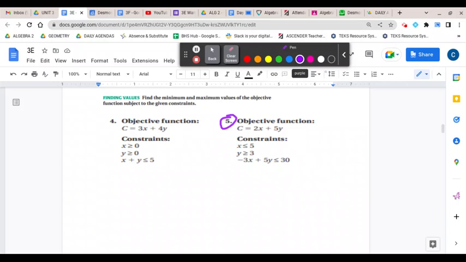Okay, with our constraint functions, we need to get the variable by itself. So these two are already good. We have negative 3x plus 5y is less than or equal to 30. So in order to get the y by itself, we'll add 3x to both sides. That goes away. And then we can divide by 5 and divide by 5. So our third constraint function is going to be y is less than or equal to 30 plus 3x over 5.